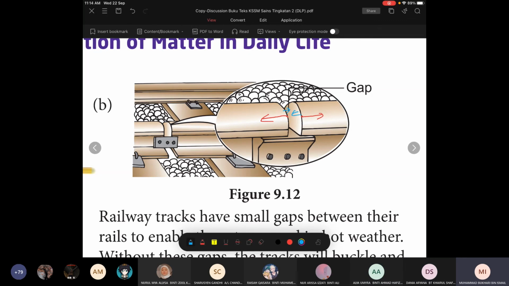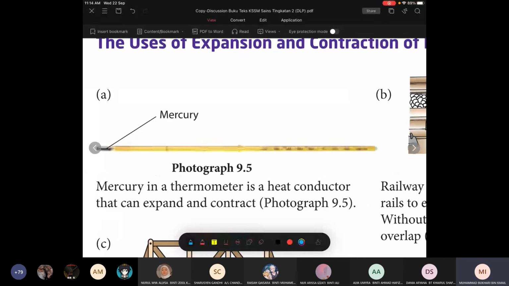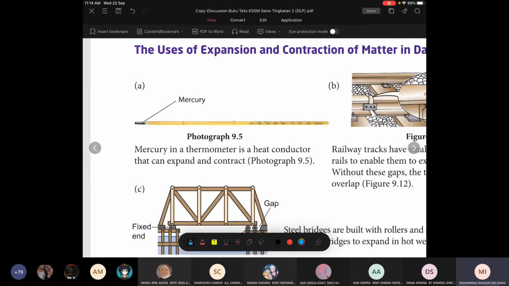Okay, that's what happened. What about this thermometer? What happens to the mercury? When the mercury receives heat, it will expand and reach a higher level to detect higher temperature. The thermometer is used to measure temperature. So when it receives heat, it will expand, and we can see the level of the mercury will rise. So when it rises, we know that the temperature is higher. So the principle of expansion is applied here in the case of thermometer.